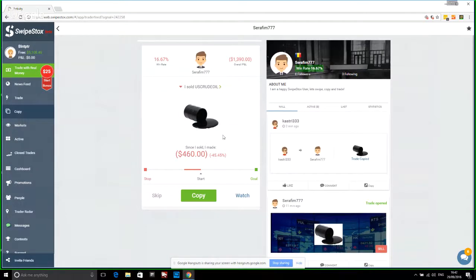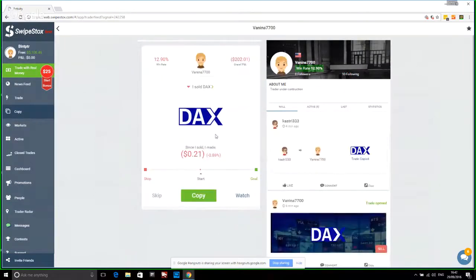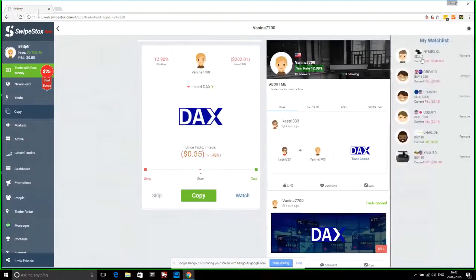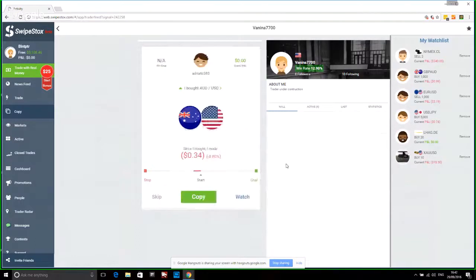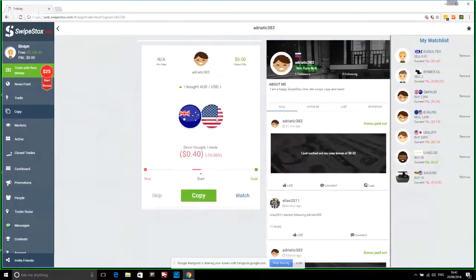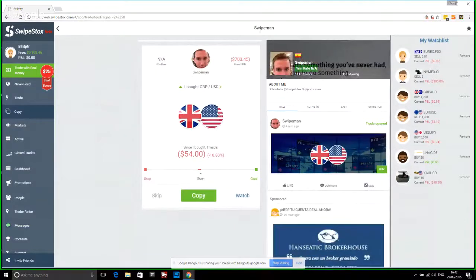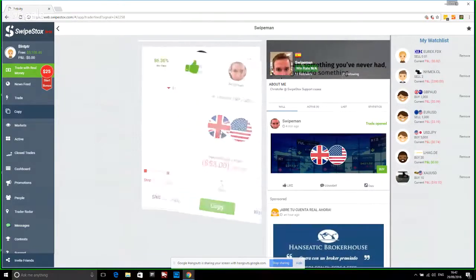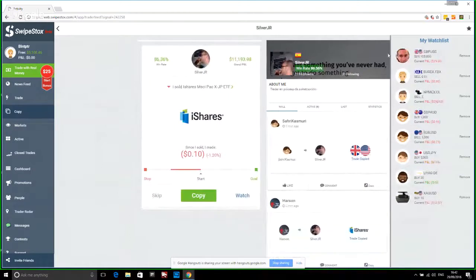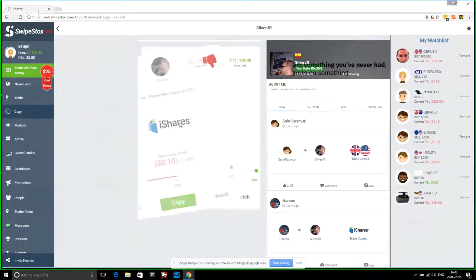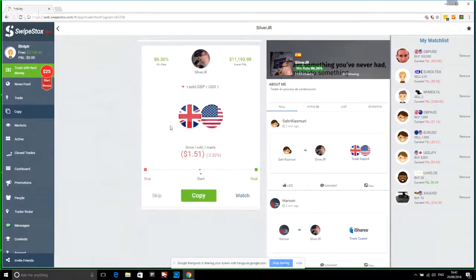If you like the idea, you can swipe it right, and then it goes into your watch list. This is my watch list, the trades I'm watching. If I swipe it right, it just appears on top. If you don't like the trade, just swipe it left. A pound USD trade. I'm watching this iShares. I'm not really into that, so I'm going to swipe it left.